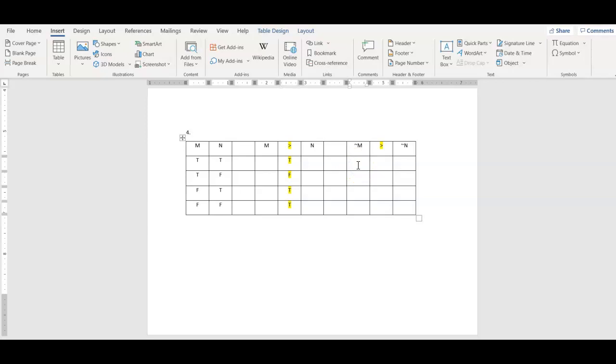Now here's a case where, again, you might want to fill in more. So not M is just going to be the truth values flipped for M. So here TTFF, FFTT. Not N is going to flip the truth values for N. Okay, so now we do the conditional. So it's true, true, false, true.